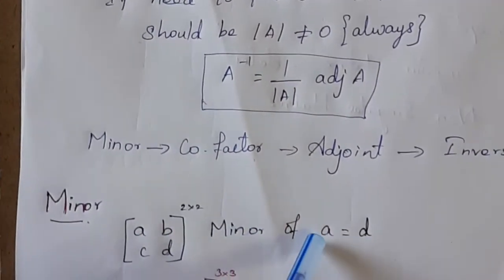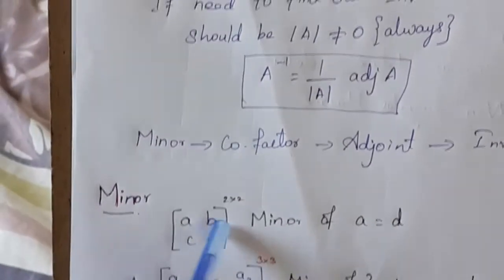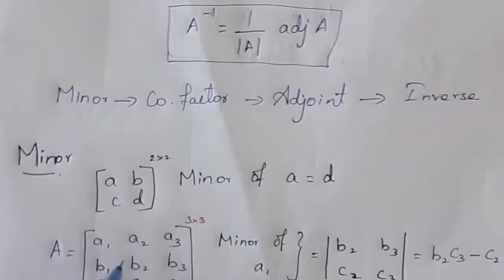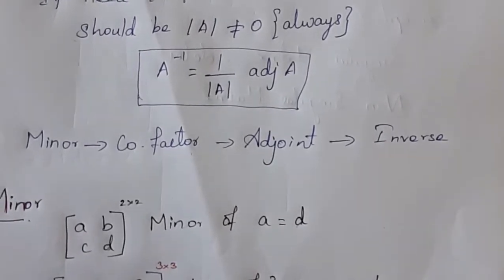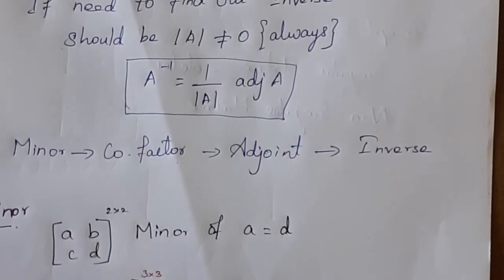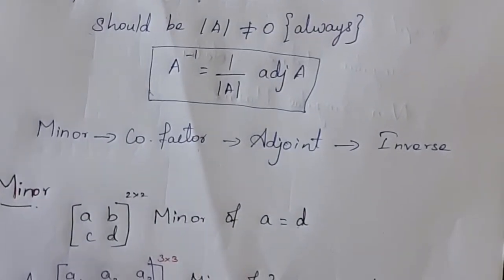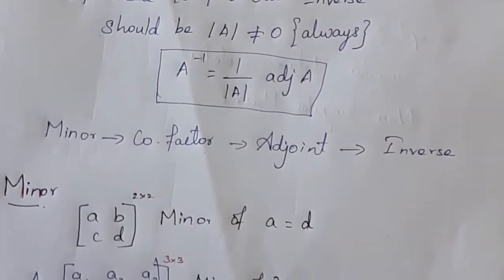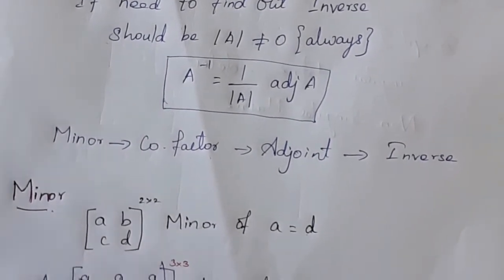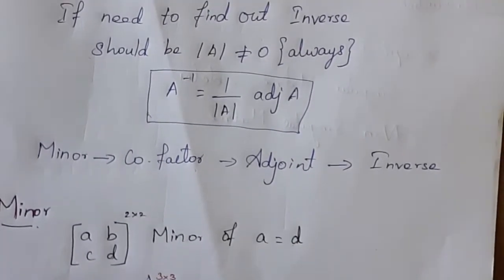If you need to find the minor of A, we have to skip the row and column of A, which means the answer will be D. Therefore, the minor of A is equal to D. Similarly, how to find the minor of a 3 into 3 matrix set? If you need to find the minor of B3, we have to skip the row and column of B3. Therefore the minor of B3 is equal to the determinant of A1, A2, then C1, C2. Therefore the answer will be, if you multiply, A1 C2 minus C1 into A2. That is called the minor of B3.